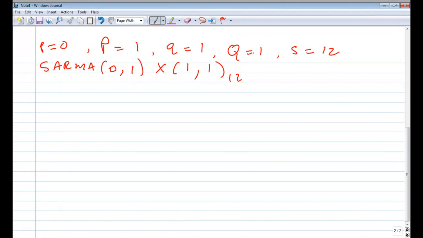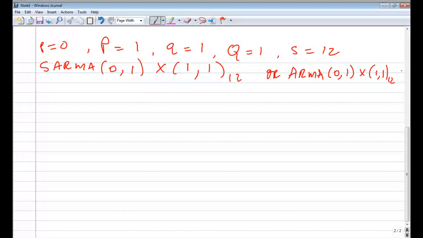So in other books, they don't write SARMA. Instead, they can write it in this way. Or they can write ARMA 0, 1, 1, 1, then 12. Can you see the difference? The first one has S, which is called SARMA, and the next one doesn't have S, but it included the seasonality, which is 12 there.